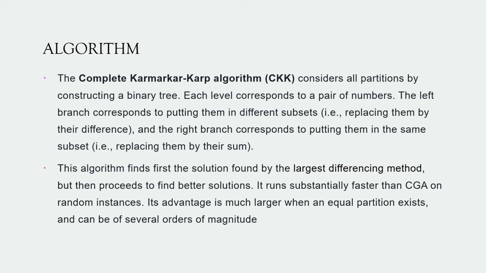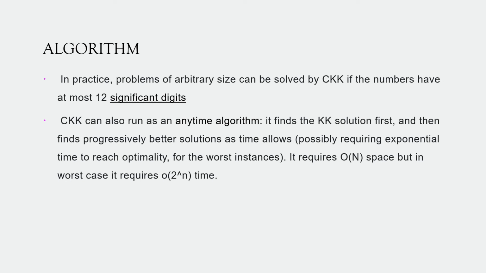It runs substantially faster than the CGA on random instances. Its advantage is much larger when an equal partition exists and can be several orders of magnitude. In practice, problems of arbitrary size can be solved by CKK if the numbers have at most 12 significant digits. CKK can also run as an anytime algorithm. It finds the KK solution first and then finds progressively better solutions as time allows, possibly requiring exponential time to reach optimality for the worst instances. It requires O(n) space, but in the worst case, it requires O(2^n) time.